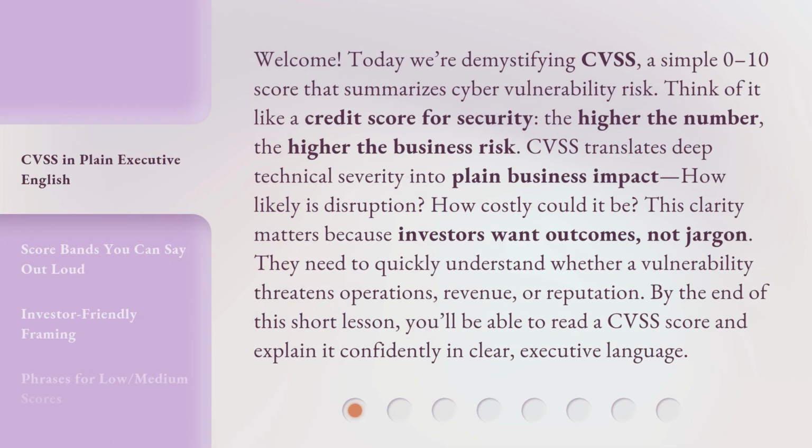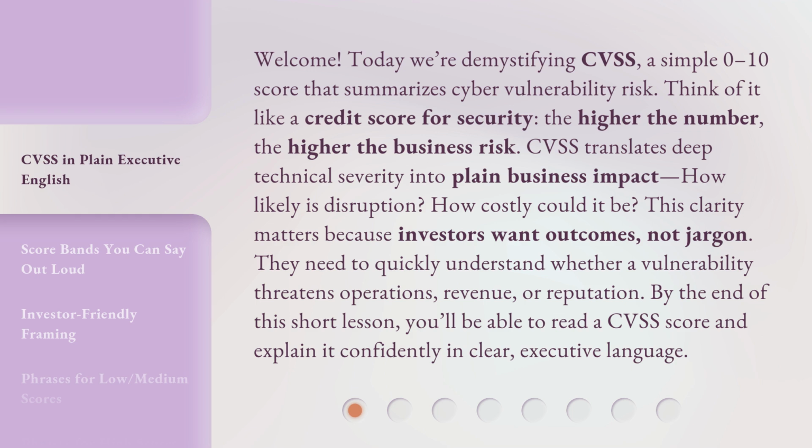Welcome! Today we're demystifying CVSS, a simple 0 to 10 score that summarizes cyber vulnerability risk. Think of it like a credit score for security. The higher the number, the higher the business risk. CVSS translates deep, technical severity into plain business impact. How likely is disruption? How costly could it be?